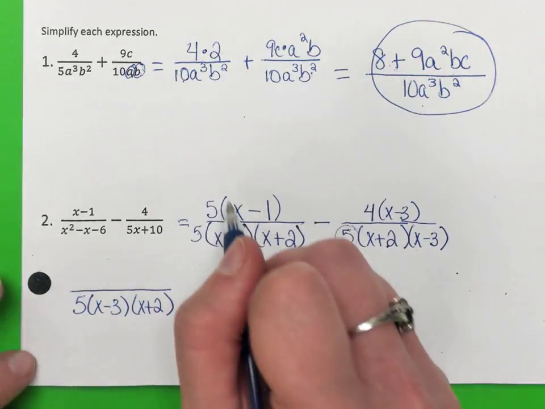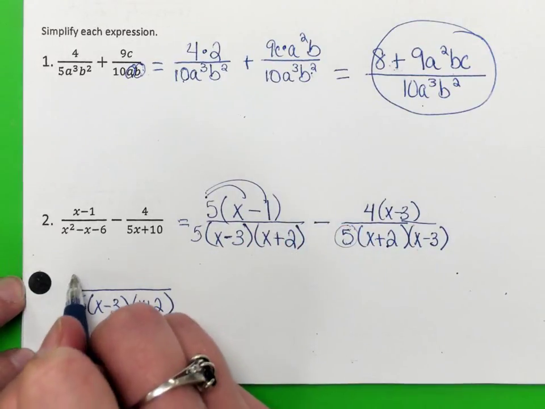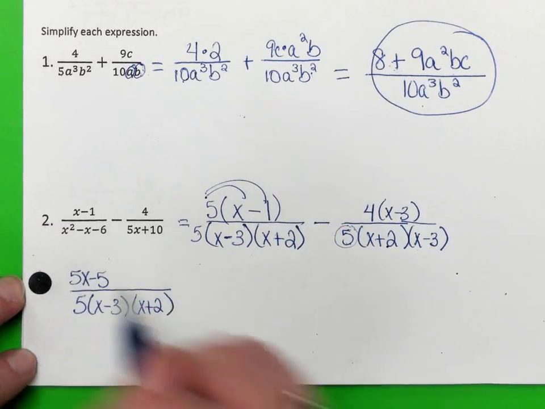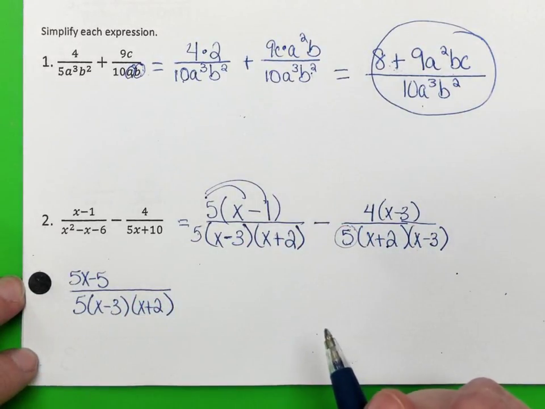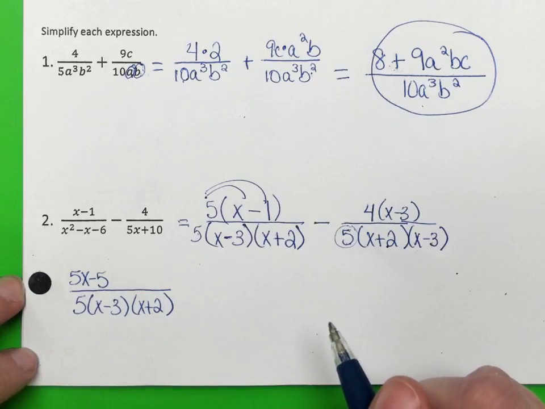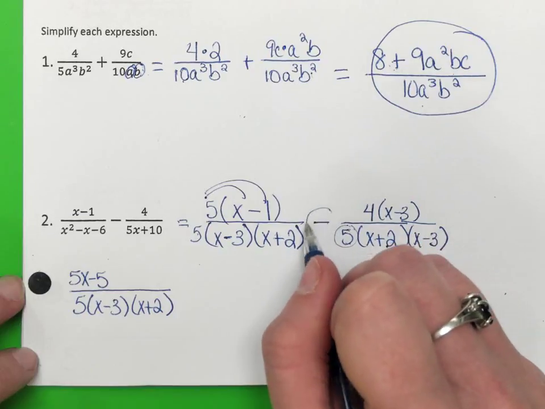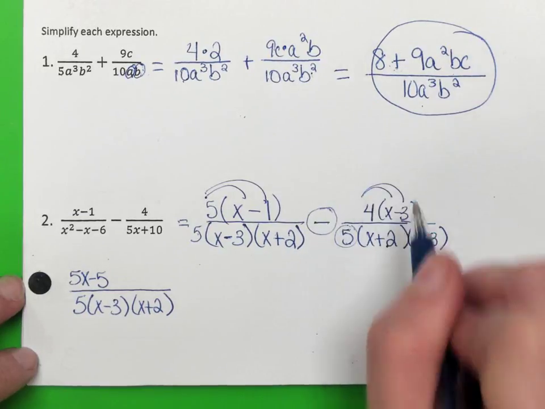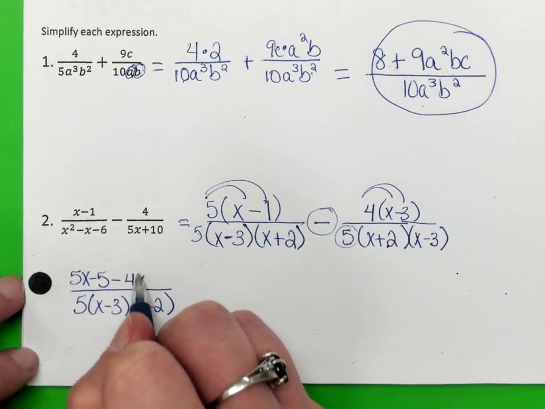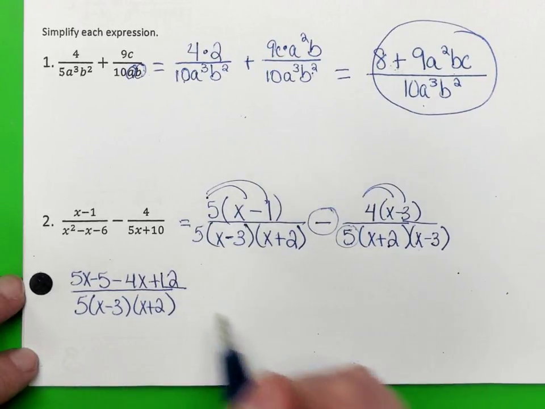Let's be careful. You ready? So we're going to distribute this 5. That'll be 5x minus 5. Are y'all okay? But we are not going to distribute a 4. What are we going to distribute? Negative 4. Very good. Be very careful. So it'll be minus 4x and then plus 12.